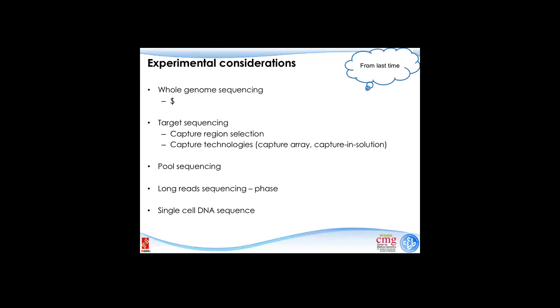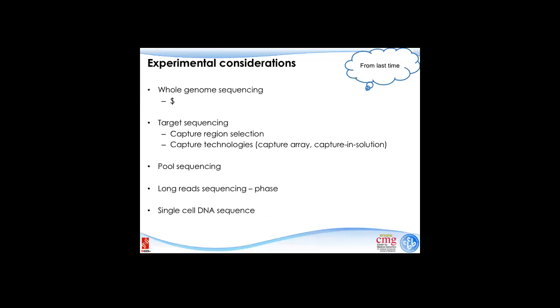That's the region selection part. And we also mentioned the capture technologies, and in particular we talked about the capture array and capture in solution. If you forget about this, you may want to go back and take a look at the notes. And if it's still too expensive to do this, some people will do pooled sequencing to use limited resources on a larger population. Of course, the biological question will be different, and there will be caveats associated with those, but you get what you pay for.